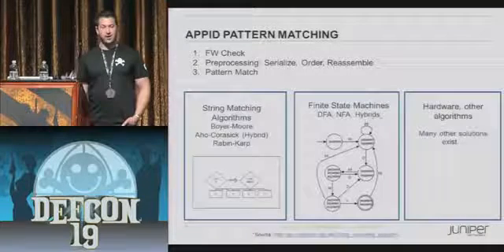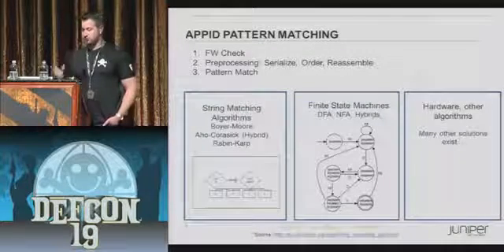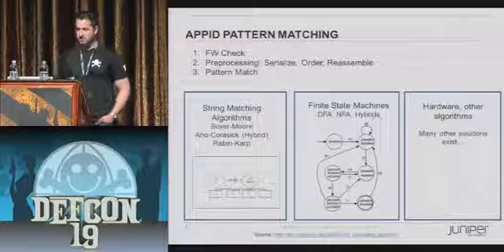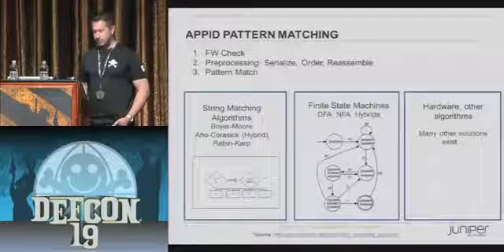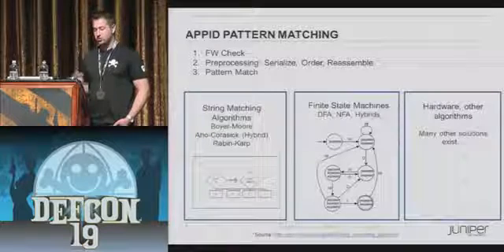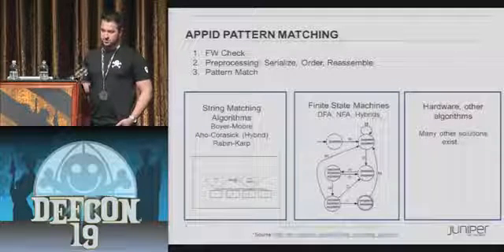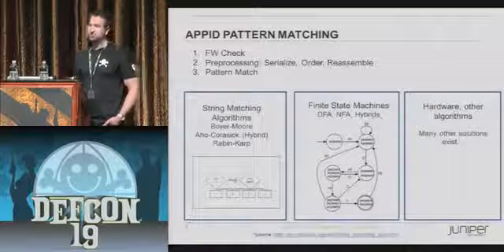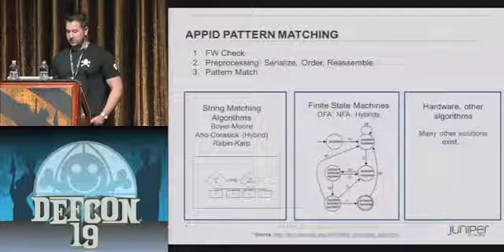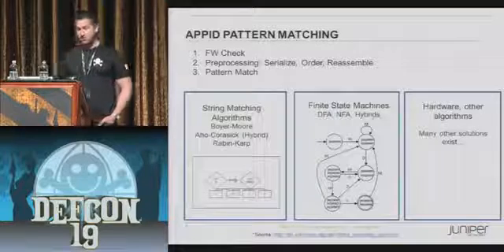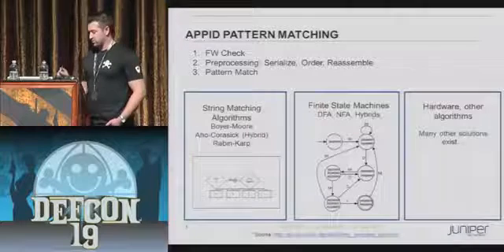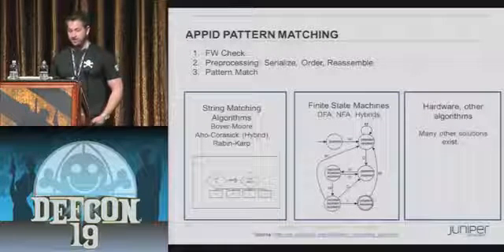In terms of how App ID does pattern matching, there are different algorithms, and we're not going to go into those in much detail. A lot of it is the same types of pattern matching techniques that have been used in traditional IPS products, and also in different layer 7 service products like URL filtering and AV. Typically, first the firewall is going to permit or deny the traffic. There's some pre-processing, which we're going to go into in more detail, and then we actually do the pattern matching.